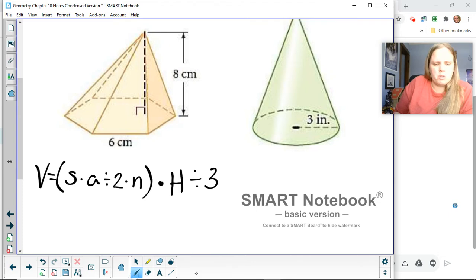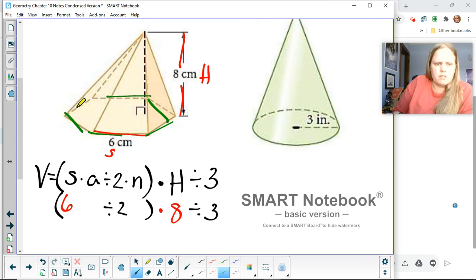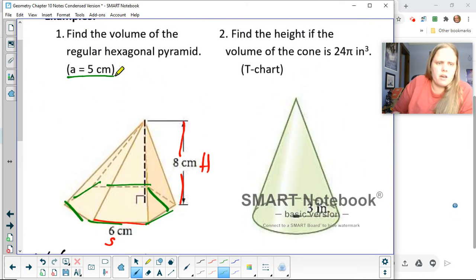Okay, so now I just got to plug in all the values. So this right here, that's our side length, 6. This value here, that's our height. That'll be an 8. And then we still have divide by 3, this divide by 2 in here. So I just need to figure out what is my apothem and how many sides do I have. So counting 1, 2, 3, 4, 5, 6. This is a hexagon, so this would be 6 sides. And then I believe up in the question they told us our apothem is 5.